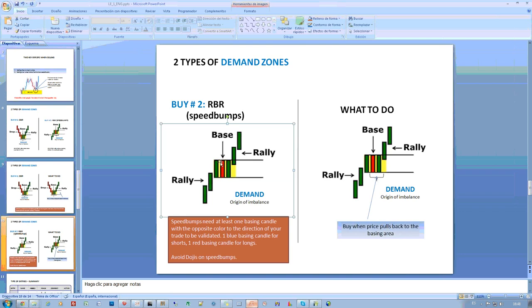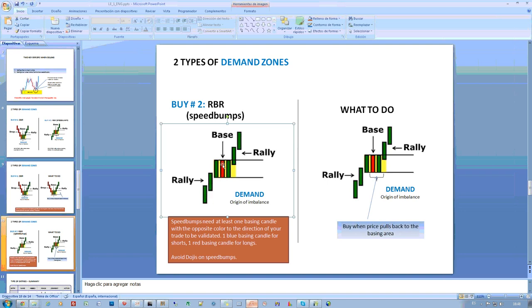So if this is a demand speed bump, a rally, a base, and a rally, we need at least a red candle there, okay? At least one. And if it was a drop-base-drop, which would be a supply speed bump, it would be the opposite. We would need at least one blue candle over there.